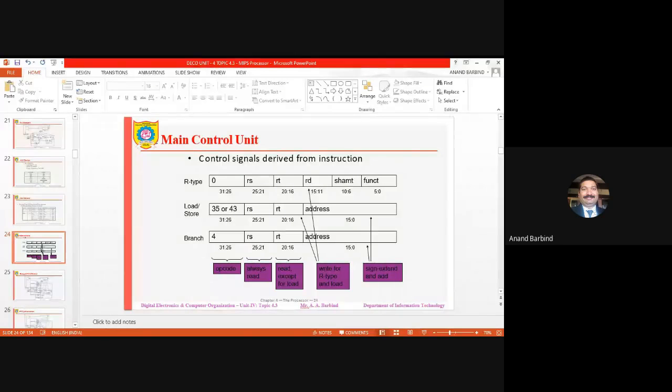Yes, any problem with what was discussed in today's class? I have shared with you the book by Patterson, and what we are discussing is from chapter number 4 of that particular book.